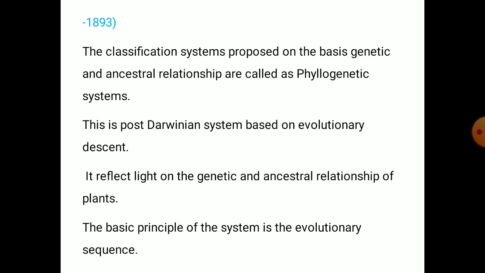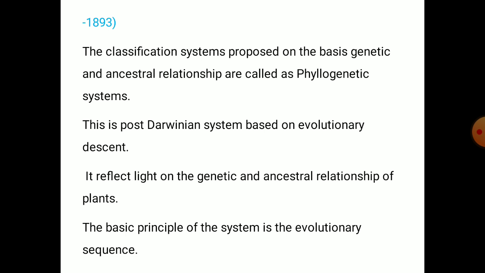It means that these systems are based on both characters, so the system can directly reflect light on the evolutionary descent. And this is the post-Darwinian system. It reflects light on the genetic as well as the ancestral relationship. And this is the evolution point of view.